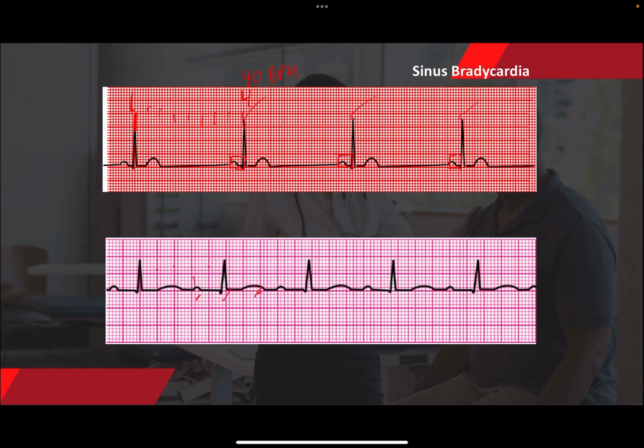This is the PR segment here. So it's almost 2 boxes. We know that there is a delay. So this is a type of heart block. Now, what we need to figure out is, is the delay prolonging? Is there a drop beat or is the delay consistent? Is it 1:1? Okay, so 1 P, 1 QRS, 1 P, 1 QRS, 1 P, 1 QRS.